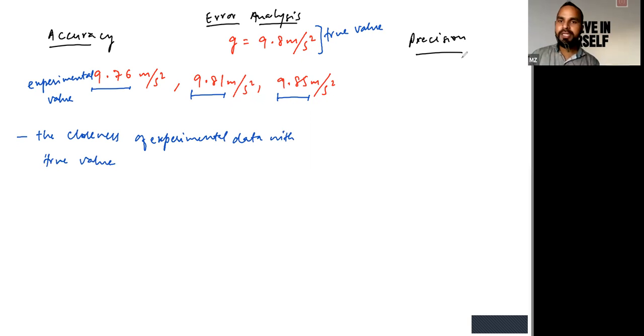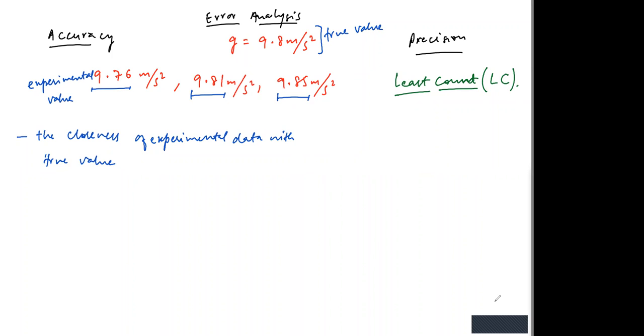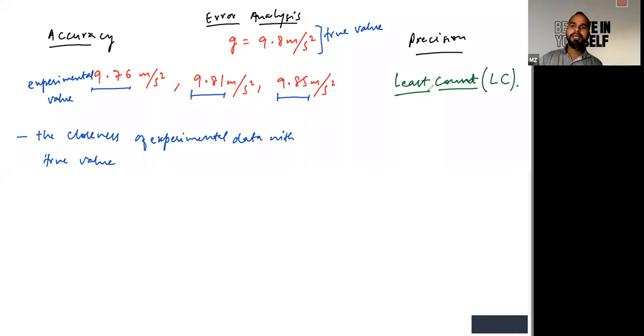Now, what do we mean by precision? To define precision, you need to define the least count of a particular instrument. Namuna, do you have any idea about it? What do you mean by least count? Vaishnav? Least count is nothing but the smallest value an instrument can measure. So you can say the smallest value an instrument can measure.